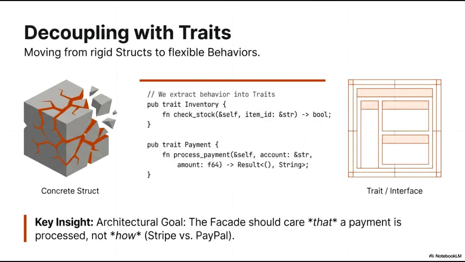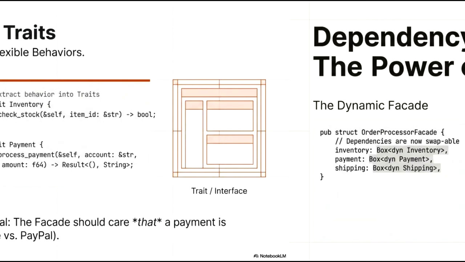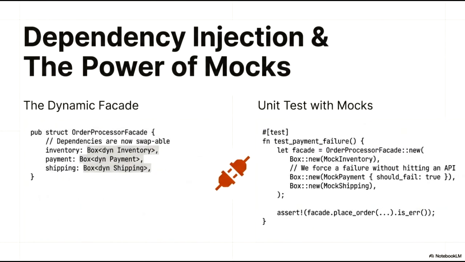On the right, we see the trait represented as a clean, structured blueprint. This abstraction provides a stable interface that any struct can implement. The primary architectural goal here is to ensure that a facade or high-level component only cares that a specific action occurs, such as a payment being processed, rather than how it happens. This allows us to switch between different providers, like Stripe or PayPal, without needing to rewrite our core application logic. Dependency injection allows us to decouple our business logic from its underlying implementations.